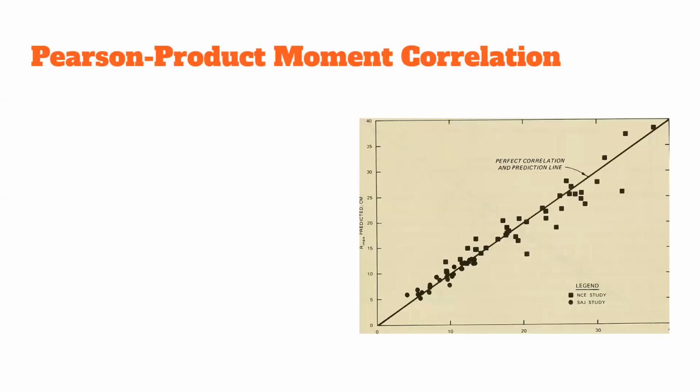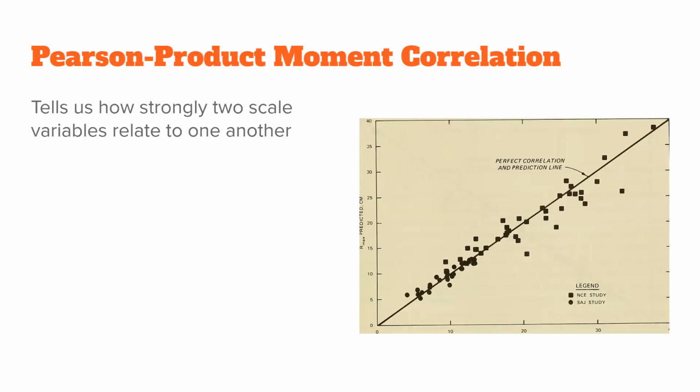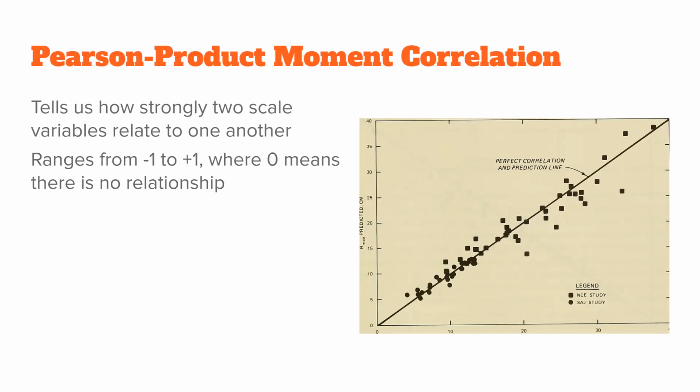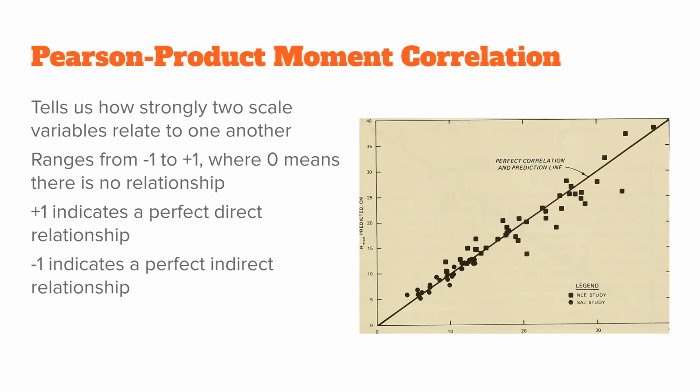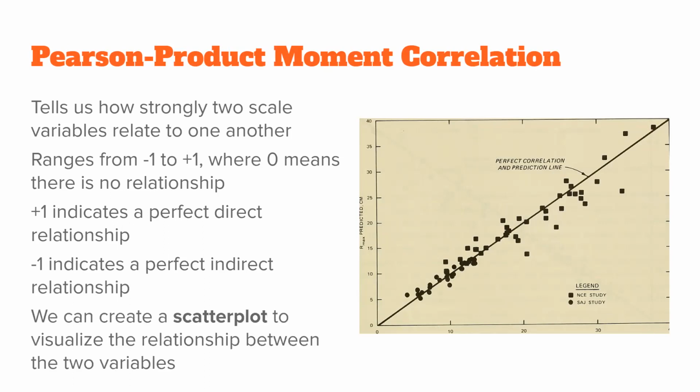So one of those, the Pearson product moment correlation, the book started to go over. Here we'll see a scatter plot as an example. And basically a Pearson product moment correlation, sometimes called Pearson's r, just tells us how strongly two variables that are on a scale relate to one another. So we have two variables, both of them have to either be on an interval or ratio level of measurement. And this number just tells us how strongly they're related. Pearson's r ranges from -1 to +1, where 0 means there's absolutely no relationship. A +1 indicates there's a perfect direct relationship, while a -1 indicates a perfect indirect relationship.